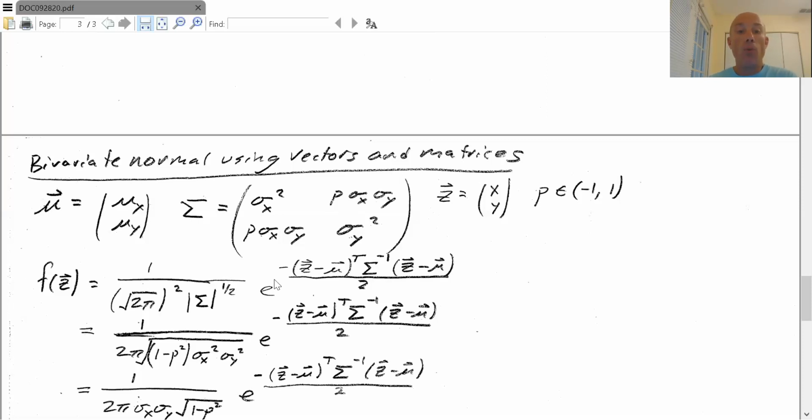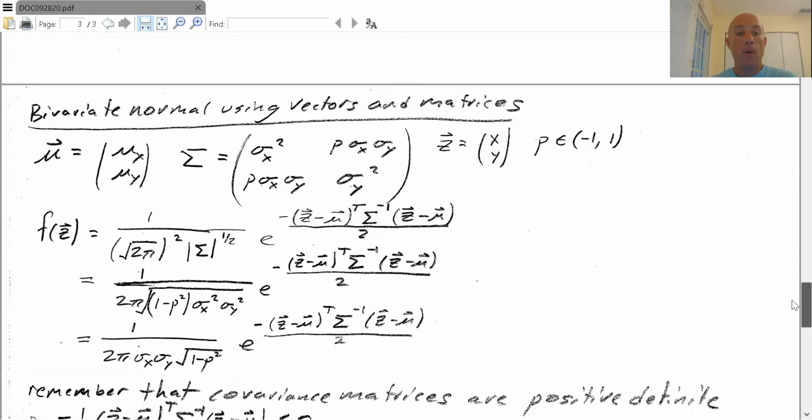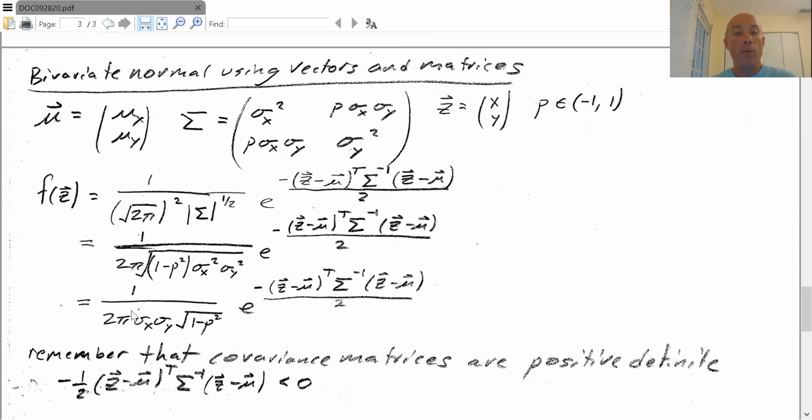If we go through and start plugging and chugging, we can see that this is going to be 2 pi on the bottom, the square root of 1 minus rho squared, and then the variances of x and y, and this part stays the same. If I keep going, I can make this a little simpler by pulling the variance out of the square root, so that it's the standard deviation, and this will stay the same.